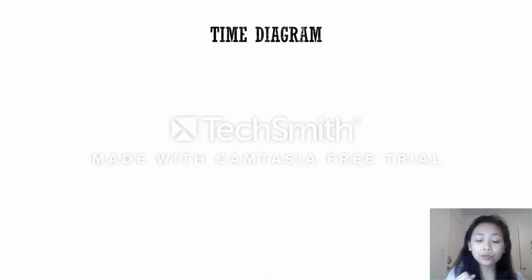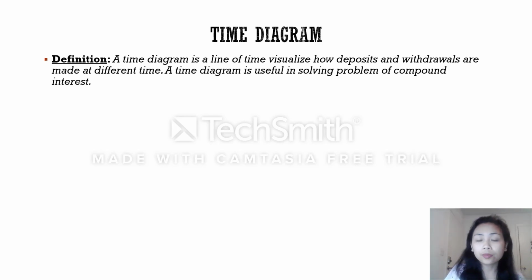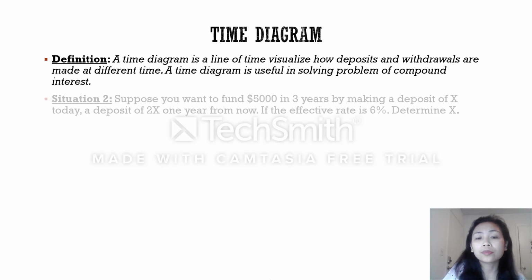So that is about time value of money. Now we are going to use a time diagram as a tool to solve some complicated problems involving many deposits and withdrawals at different times. First, the definition: a time diagram is a line of time that visualizes how deposits and withdrawals are made at different times. A time diagram is useful in solving problems of compound interest.